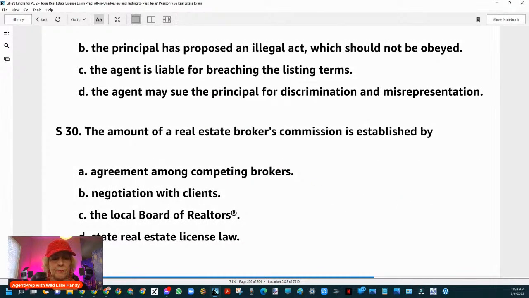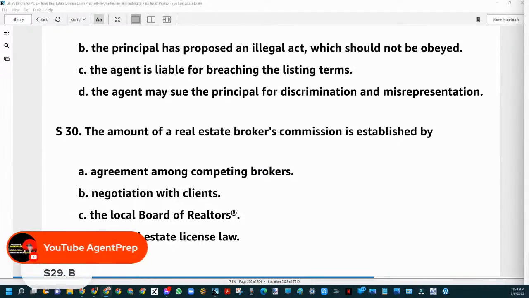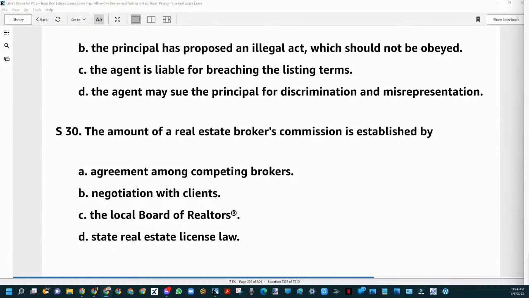Number 30. Did I show the answer for B? Yes. Okay, there we go. The amount of real estate broker's commission is established by what? The real estate broker's commission is established by what?